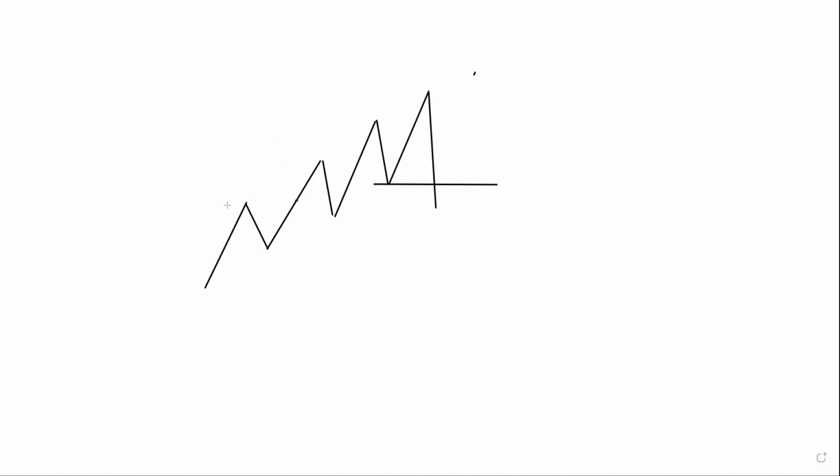So this is the impulse wave, impulse, impulse, impulse. This one is corrective, corrective, corrective, corrective. So what do you see here?